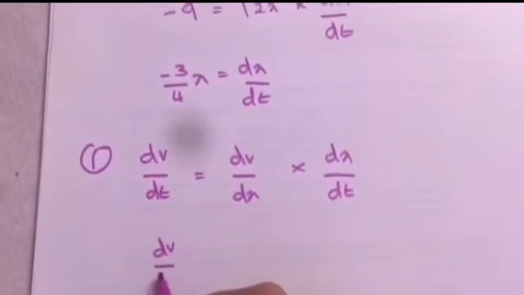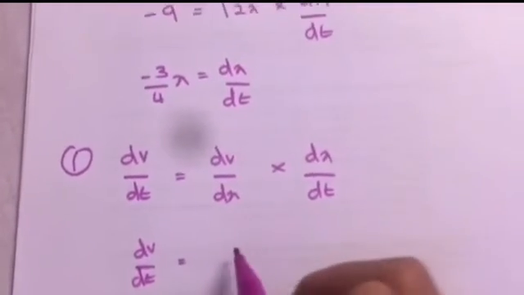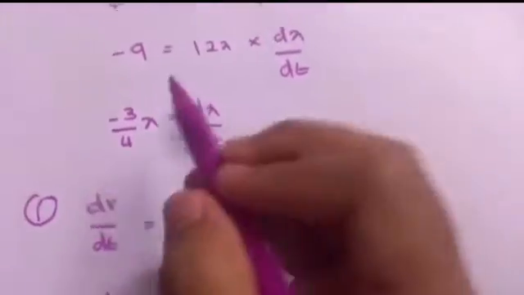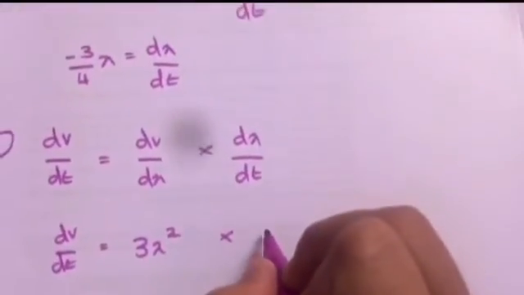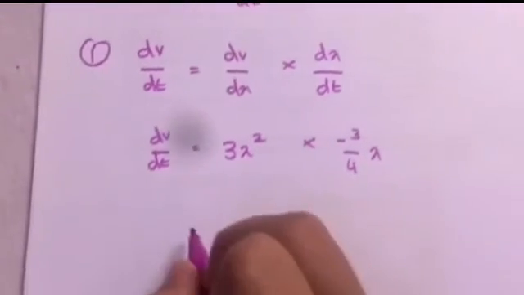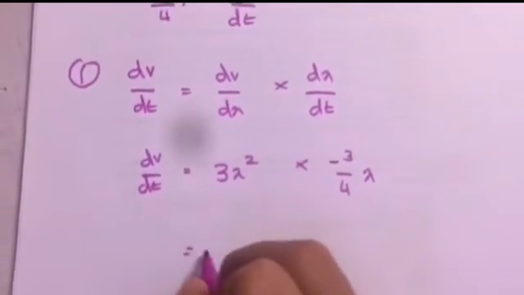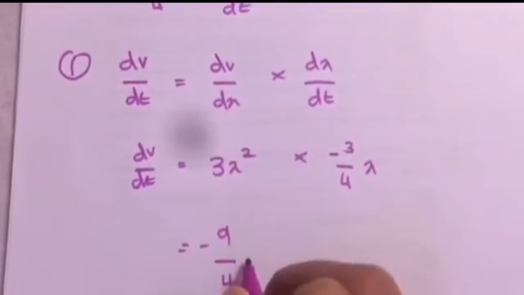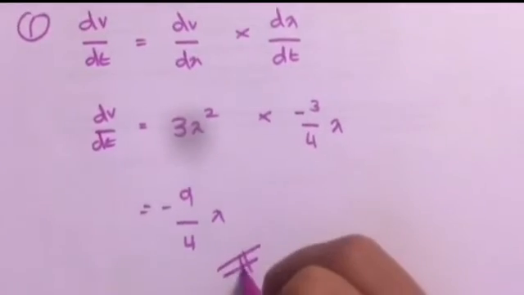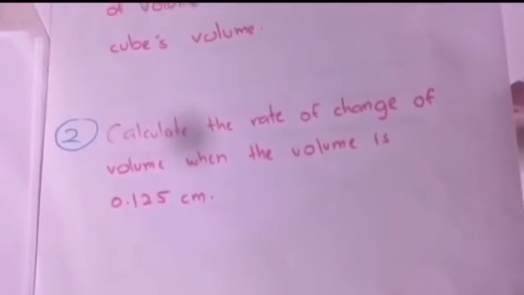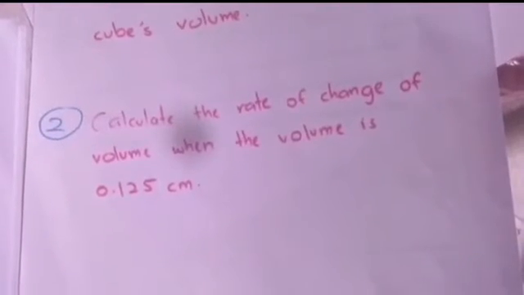dv over dx equals 3x squared, dx over dt equals negative 3 over 4x. The final answer will be negative 9 over 4x. Calculate the rate of change of volume when the volume is 0.125 centimeter cubed.